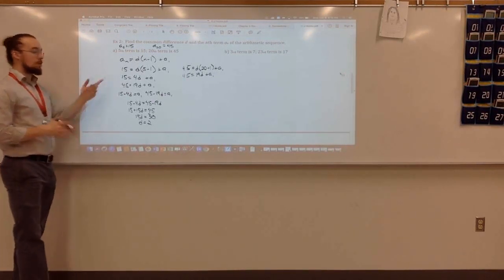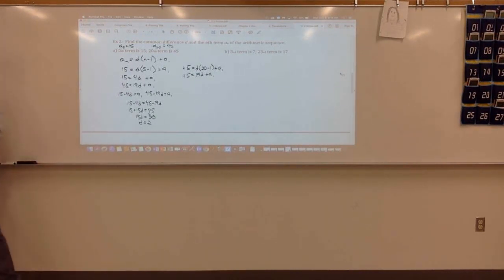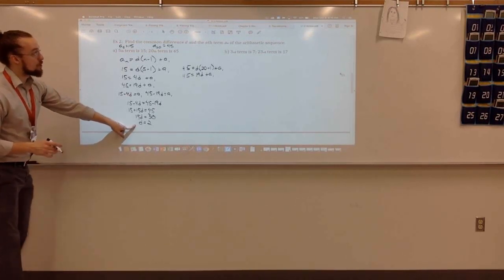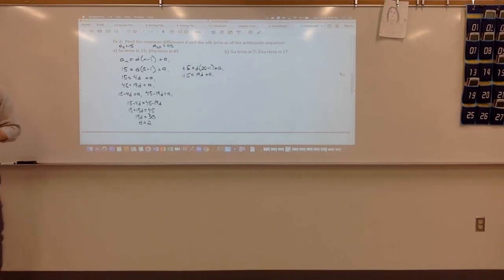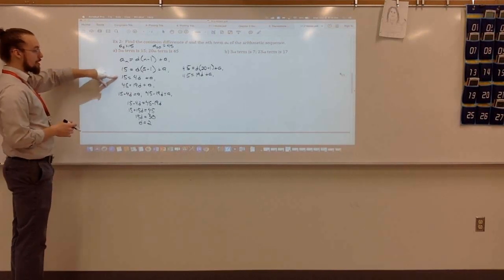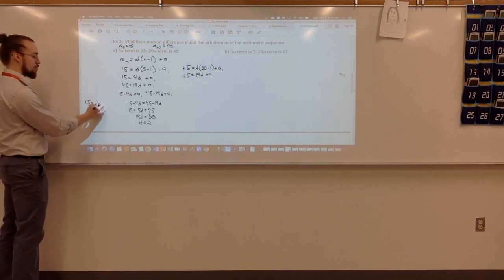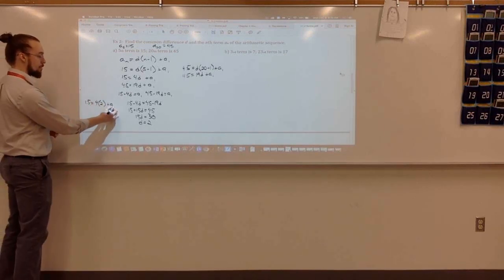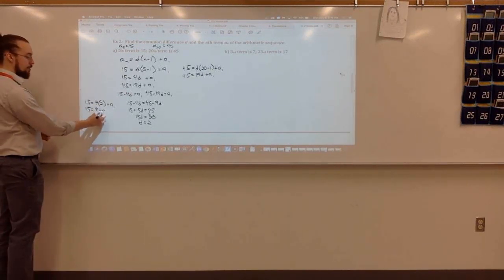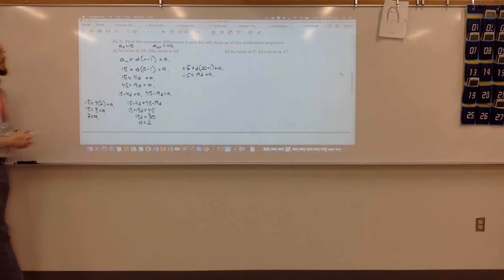Remember, we could have also used elimination, multiplied one of these by -1, added the two equations together, and then solved for d. Now I still need my first term to write my rule. So I can take this value and plug it back into either of these equations. I can say 15 equals 4 times 2 plus a sub 1. So 15 equals 8 plus a sub 1. Subtract the 8 over. We get that the first term is 7.